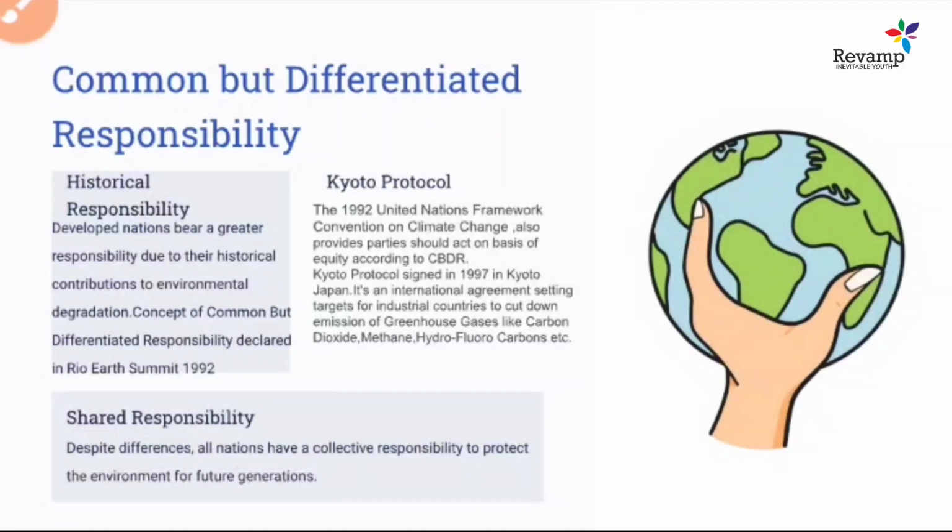Now let's come to the next slide about common but differentiated responsibility. So what does it mean? CBDR in short form it is called. There were a lot of environmental concerns with industrialization. A lot of countries participated in it for their production or for their capitalist greed. Environmental concern was not taken care of, but with the rising of environmental issues, the talk of CBDR started. So what does it mean? It means the historical responsibility.